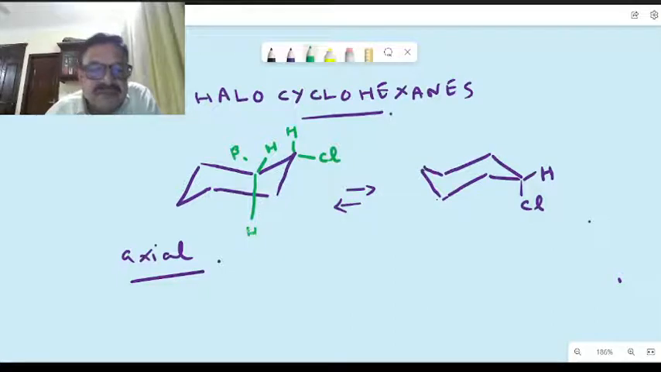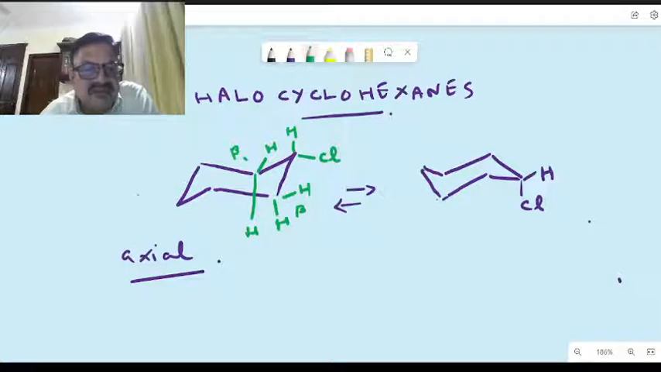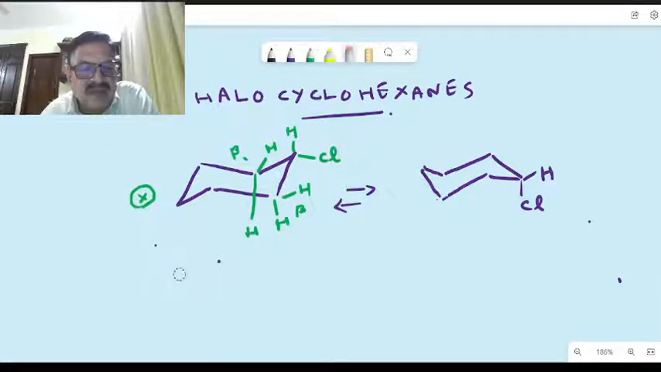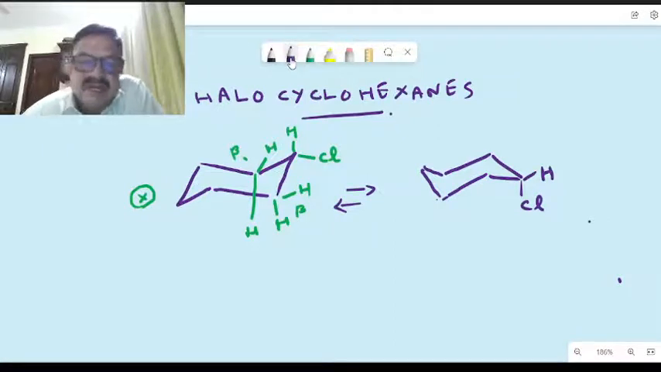Now here we have an axial hydrogen and an equatorial hydrogen. This is another beta carbon atom here. Two beta carbons here. So we can call this conformation X.